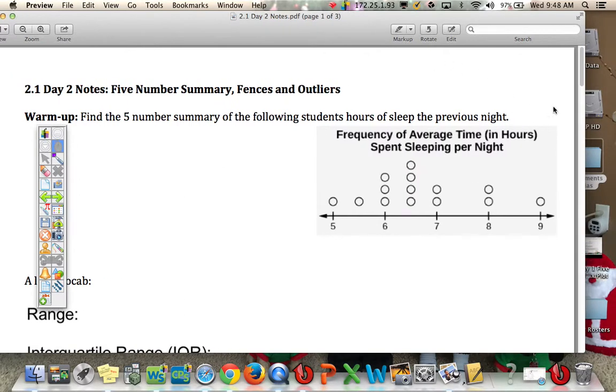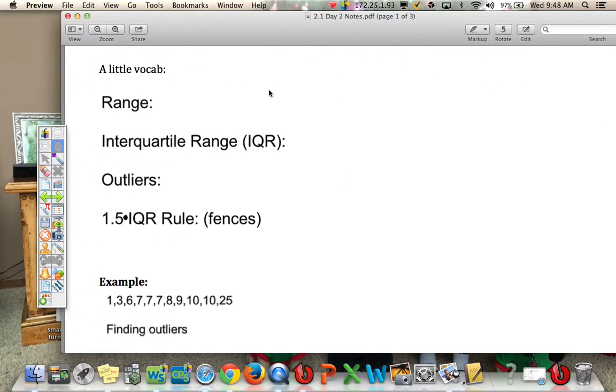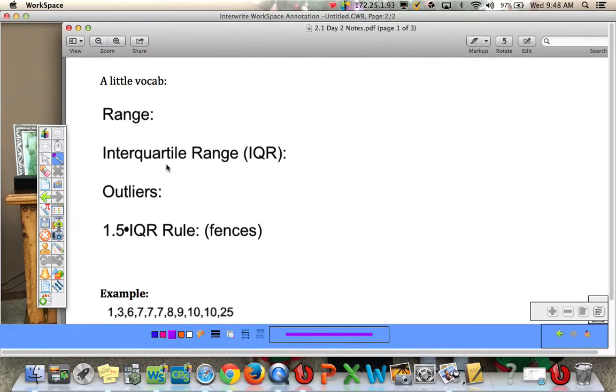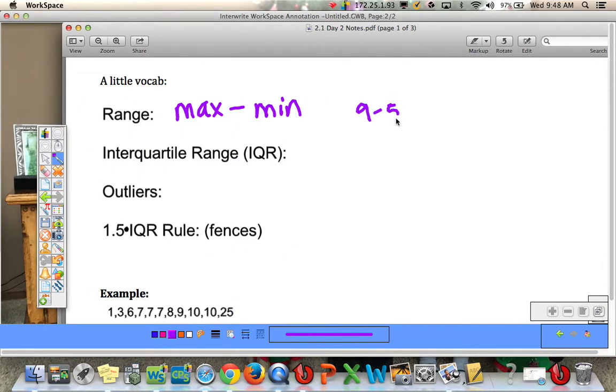So we're going to go over a few vocab words that we didn't go over yesterday. We have range, interquartile range, outliers, and find the fences rule. And that'll be our goal today, is how do we find an outlier? What is an outlier? So the range is your max minus your min. So our range for the previous problem was 9 minus 5, or 4. 4-hour range.